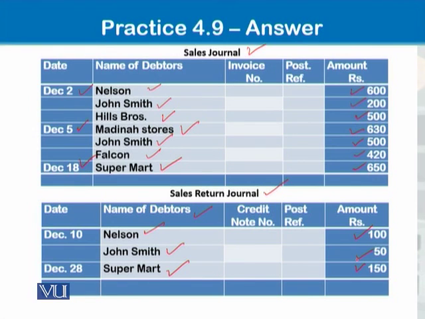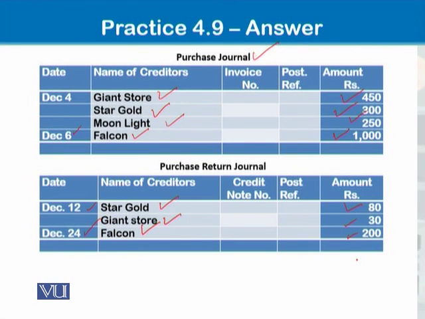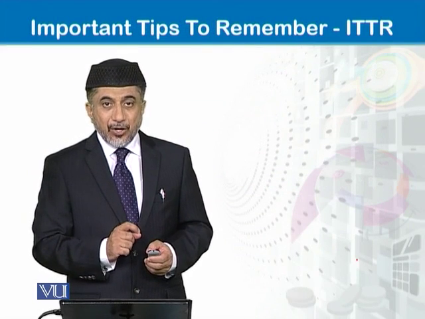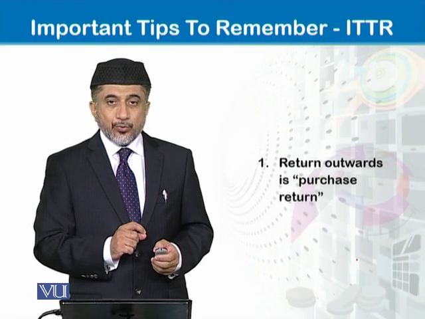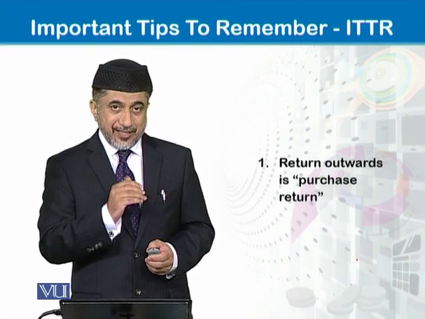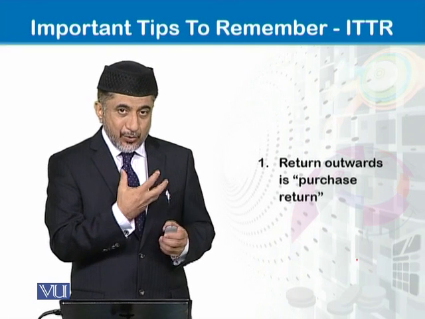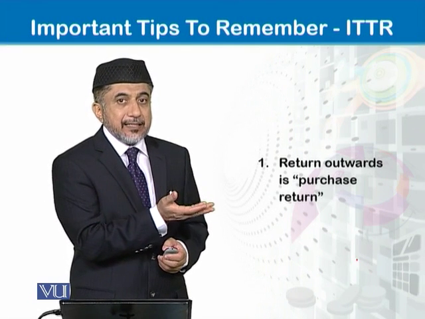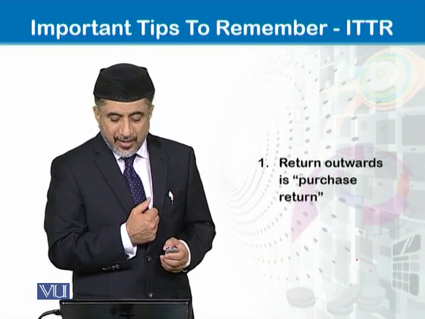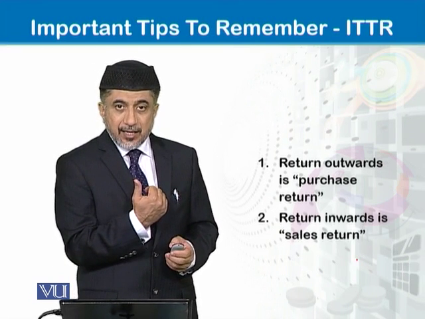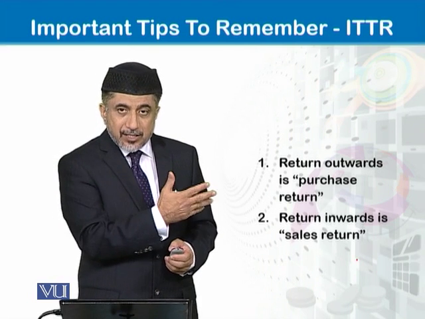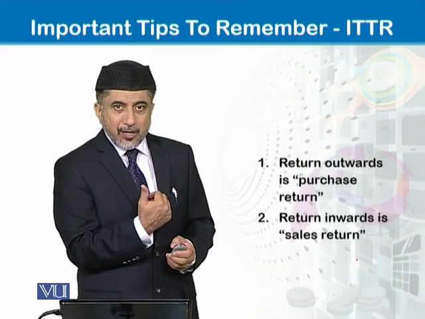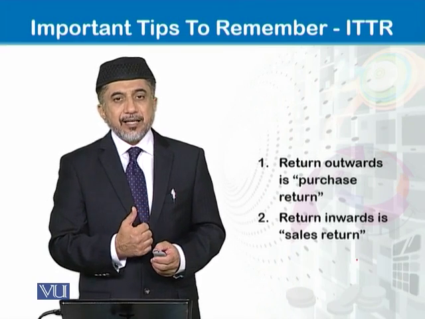So this is how we record transactions in our sales journal, sales return journal, purchase journal, and purchase return journal. So the important tips to remember over here are the return outwards is purchase return. Returns outward means we had purchases, now we are returning it out to our suppliers. And return inward is our sales return. This is something that we had sold, now it is coming in our entity, it is sales return.